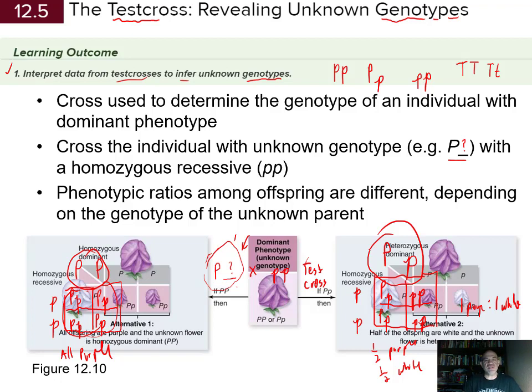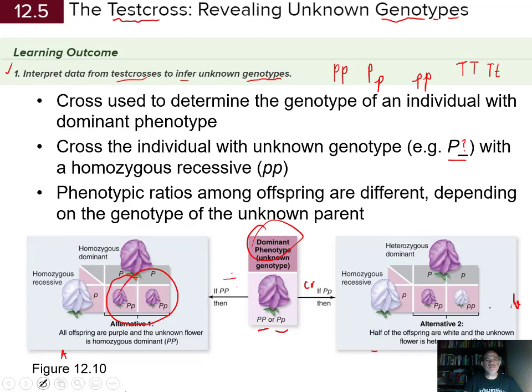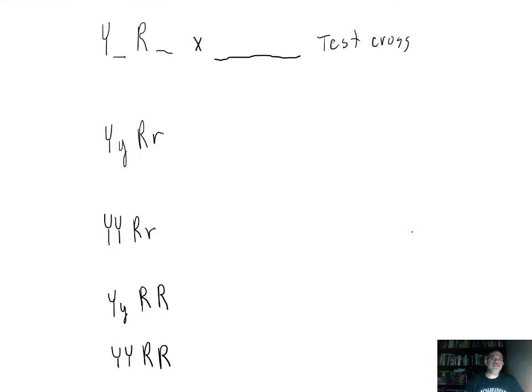This is the actual image that's given in your book, and it does so with illustrations. So it's pretty much the same thing I did, except they show the color of the flowers there. So we don't know. You're given a dominant phenotype, purple, and it can be either homozygous dominant or heterozygote. If it's homozygous dominant, then you're going to get all purple flowers. If it's heterozygote, then you're going to expect half to be purple and half to be white. Now we can also do a test cross looking at 2 traits.